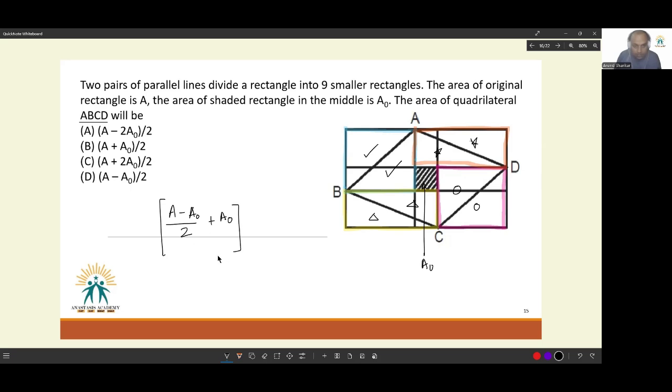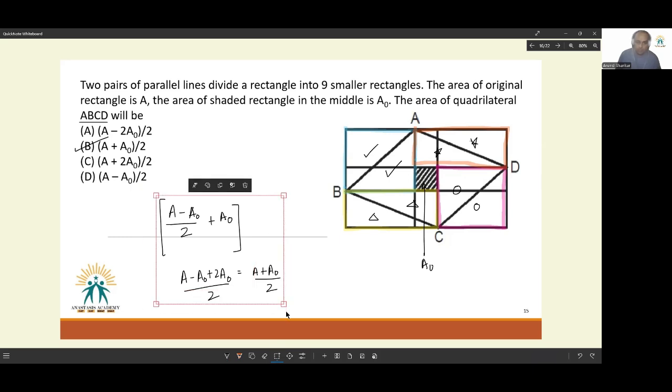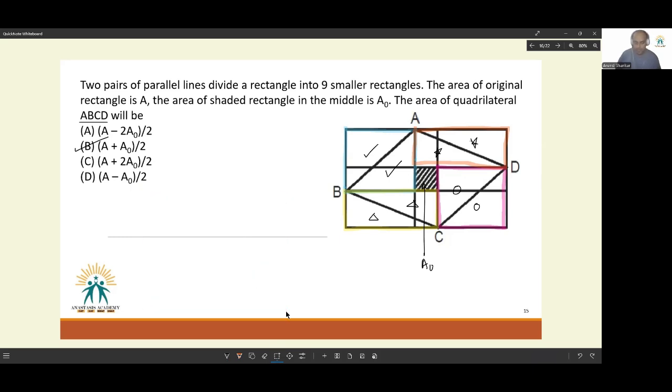So if I simplify this further, I get A minus A0 plus 2A0, all divided by 2, which is A by 2 plus A0 by 2, or the correct answer will be option B. Now, you could also potentially have avoided this all, or at least there is an alternate way, which is by no stretch of imagination easy, but it would perhaps be easier for you to accomplish if you went ahead and did this.